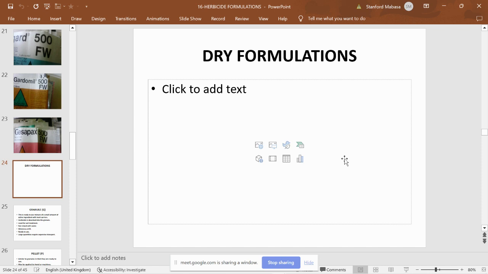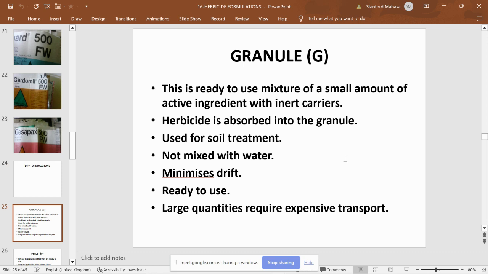Then we move on to dry formulations. These are solids. Number one, we've got a granule, designated G. This is a ready to use mixture of a small amount of active ingredient with inert carriers. Herbicide is absorbed into the granule, used for soil treatment, not mixed with water, minimizes drift. It's ready to use, but large quantities are expensive to transport.